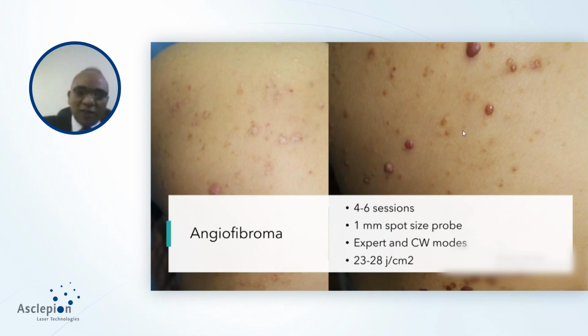What is the meaning of expert and continuous mode? We can remove it like a surgical CO2 if it's large like this. If it's small, we can do it by expert mode only. Joules started from 23 to 28, with significant improvement after 4 to 6 sessions of care.